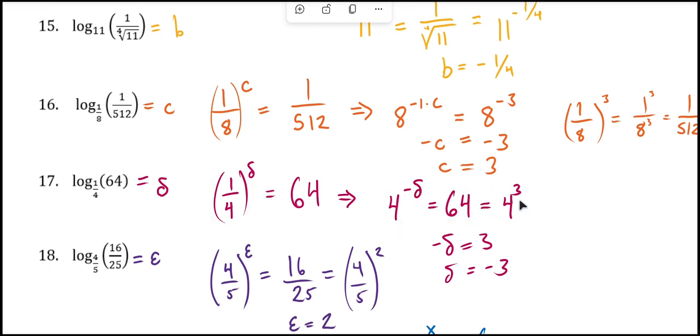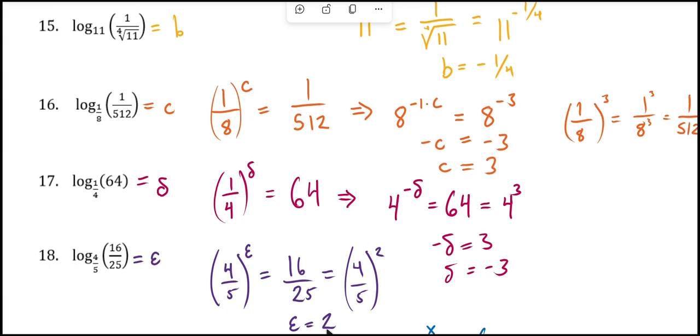Now 64 is 4 to the 3rd, and so we know that negative delta must be equal to 3. In other words, delta is negative 3. Here I have another one with a fraction as a base, a fraction of 4/5, and it says, what power must I raise 4/5 to in order to get 16/25?